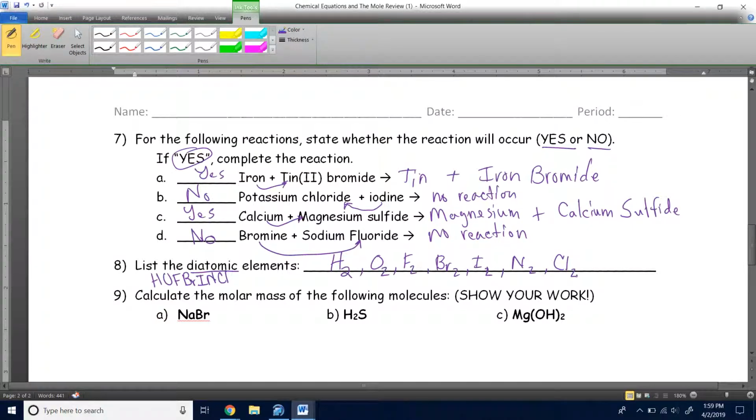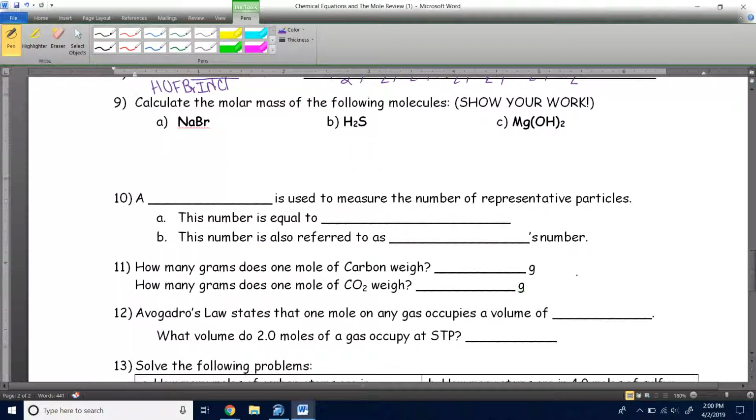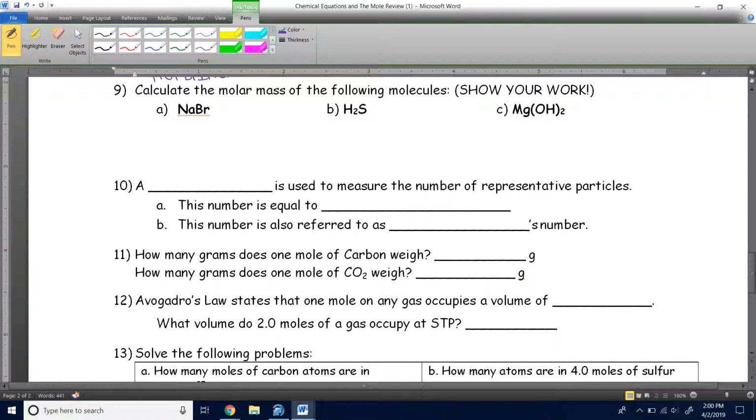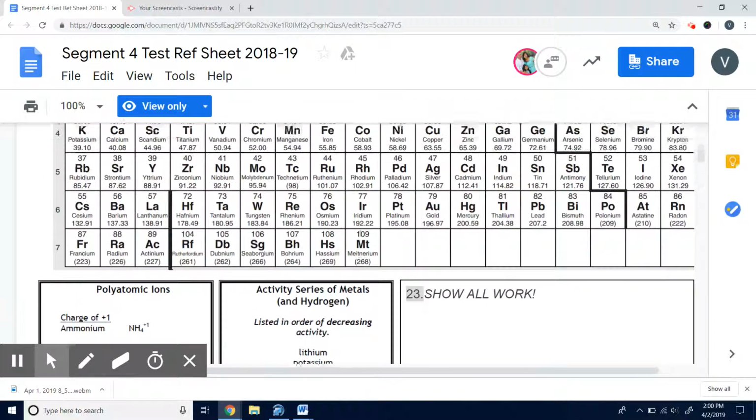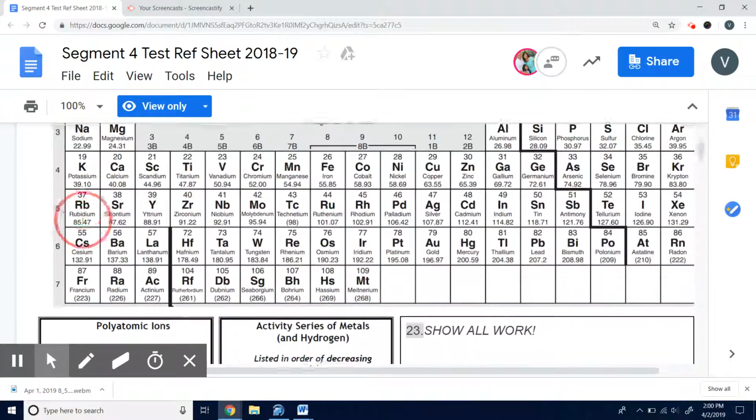All right, moving on. Number 9, we're calculating the molar mass. In order for us to do the molar mass, remember, we list the amount of atoms that are a part of the compound. So here we have 1 Na, we have 1 Br, and we're going to multiply each by its molar mass. If we look at our periodic table, for you guys will be using your reference sheet, we look for Na, and it's right here.